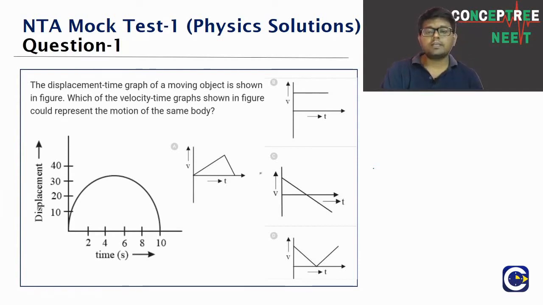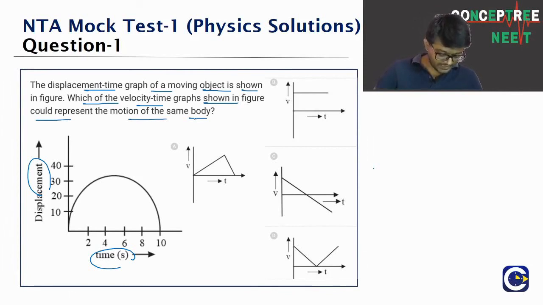There is a lot of importance for the questions on graph or the graph based analysis questions. So here the first question what we have is the displacement time graph of a moving object is given here. This is the graph of the displacement shown on the y-axis and time is shown on the x-axis. We need to figure out which of the following will be the velocity time graphs for the same motion. Which of these will correspond to the velocity time graph?